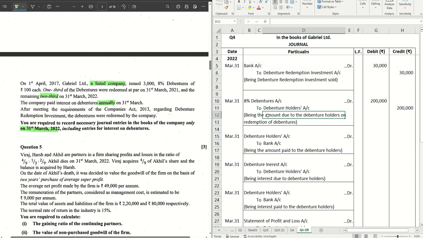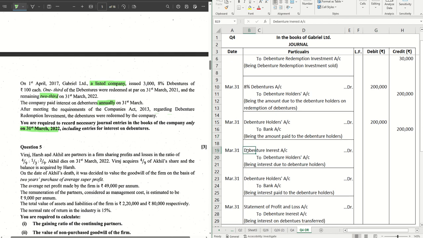So for the redemption, the first entry that we have is 8% debentures account debit to debenture holders account, making the redemption amount due. And then the next entry is making the payment to the debenture holders. So debenture holders account debit to bank account, the entire 2 lakh is paid off. All right. So the redemption is done.